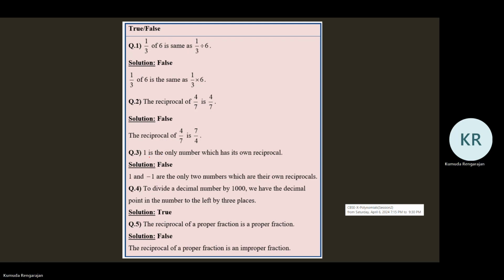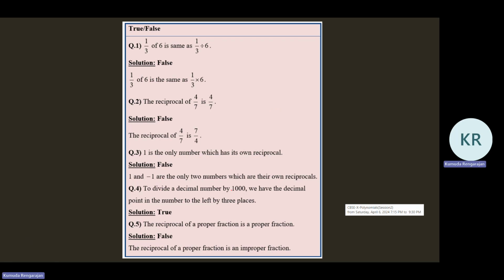Then, 1 is the only number which has its own reciprocal. No, 1 and -1 are their own reciprocals. It's given only 1, so it's false.